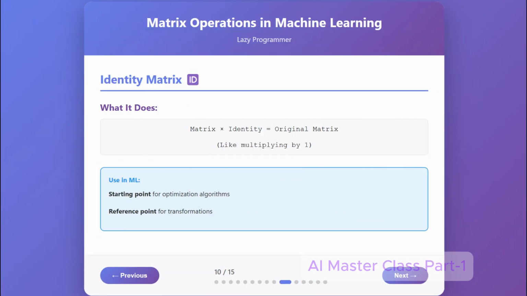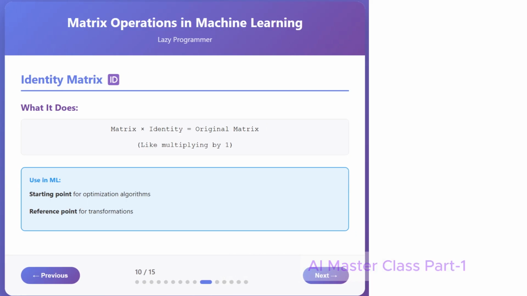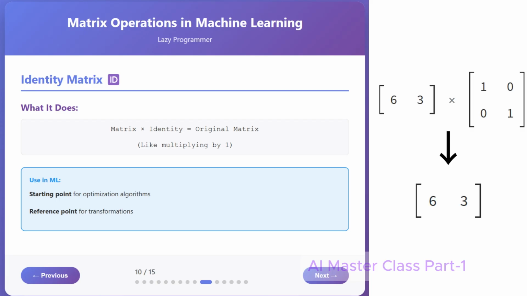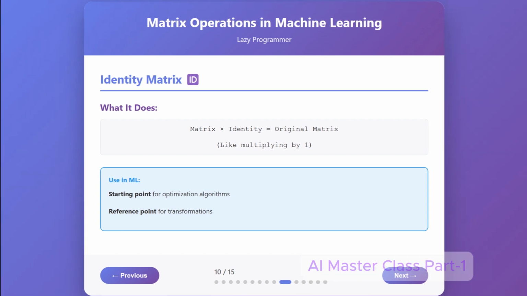Now let us understand the identity matrix. An identity matrix is a special matrix that behaves like the number 1 in multiplication. So when you multiply any compatible matrix with the identity matrix, the original matrix remains unchanged. This idea is important conceptually because it helps us understand how transformations work. In many algorithms, identity matrices are used as the starting point or reference point, especially in optimization and matrix based solutions.